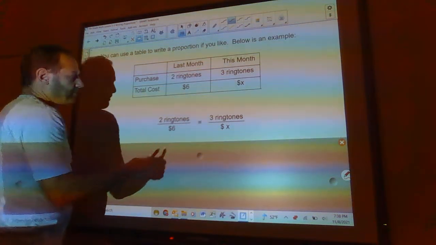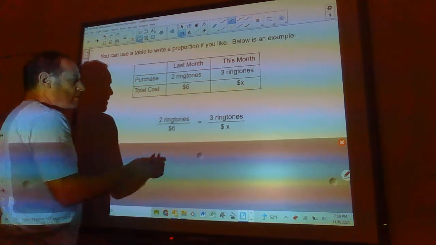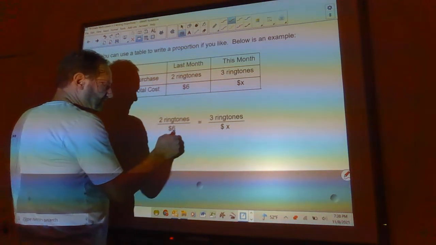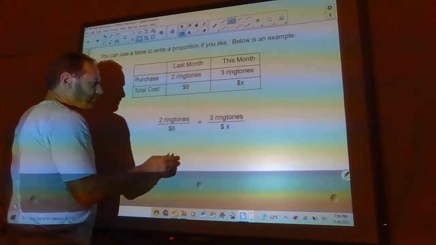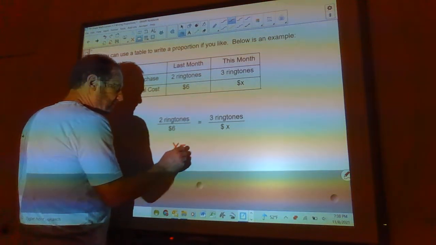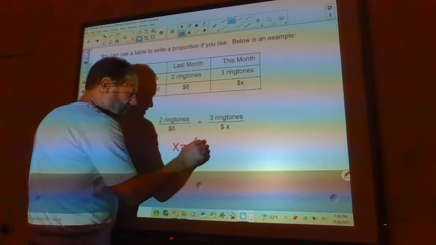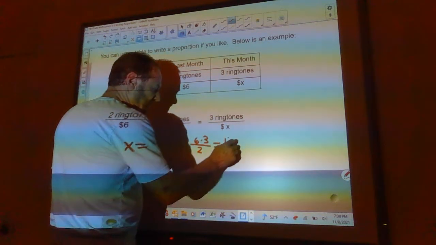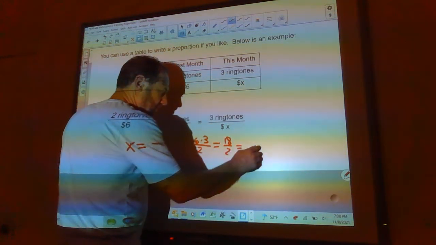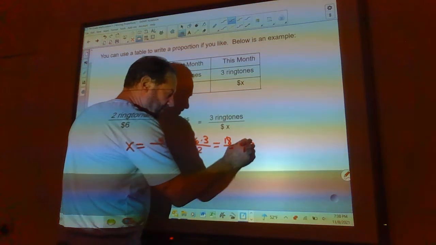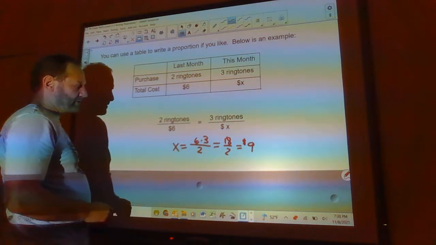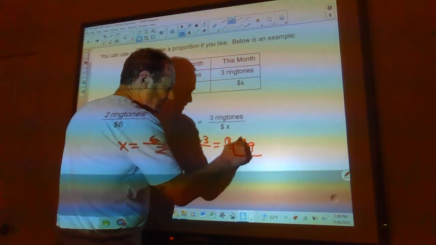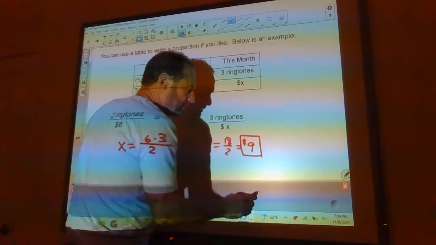Now, we always solve a proportion by taking the 2 numbers that are diagonal from each other. In this case, that's 6 and 3. We multiply them together, and we divide by the other one. So x is going to be 6 times 3 divided by 2, which is 18 divided by 2, which is 9. And that's in dollars because the answer there is in dollars. So 2 ringtones would be $6, 3 ringtones would be $9.